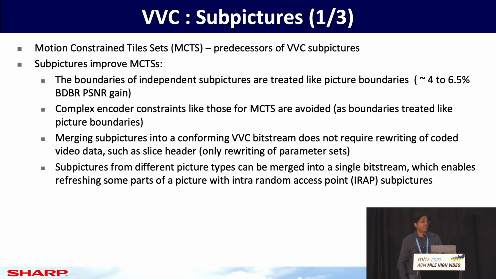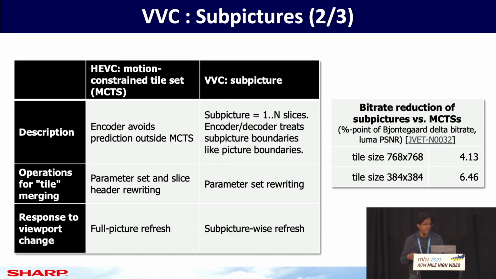One is the boundaries of independent sub-pictures are treated like picture boundaries, so you can extract sub-pictures independent of each other, and I'll describe several use cases for that. A lot of people think that MCTS constraints are a bit complex for an encoder to follow, and sub-pictures don't need those. Then merging of sub-pictures from multiple bit streams is easy and supported. And you can even have a merged picture created from different sub-pictures where part of the sub-pictures are IRAP and parts are non-IRAP, and we'll talk about an example which uses that.